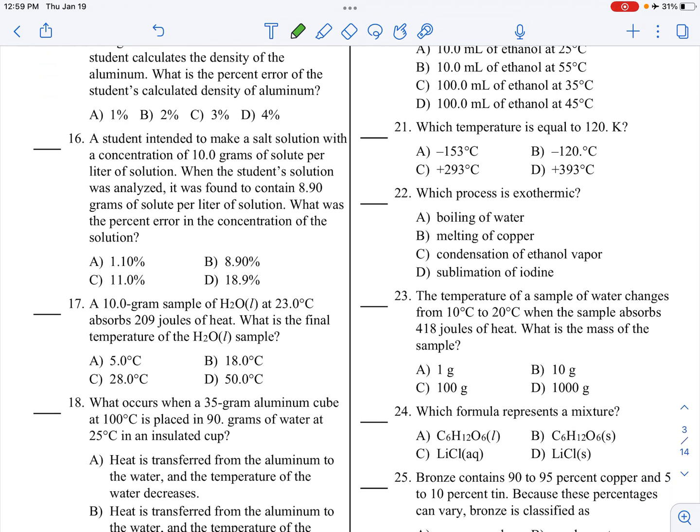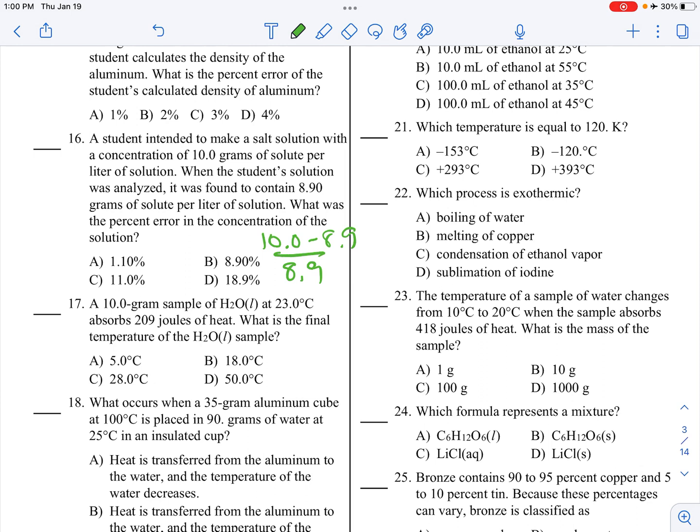Another percent error. A student intended to make a salt solution with a concentration of 10 grams of solute per whatever, but it was actually found to have 8.9 grams. What was the percent error? So actual is 8.9. I always get, I don't like the way this is written. So 8.9, 10 minus 8.9 would be 1.1 divided by 8.9 times 100.